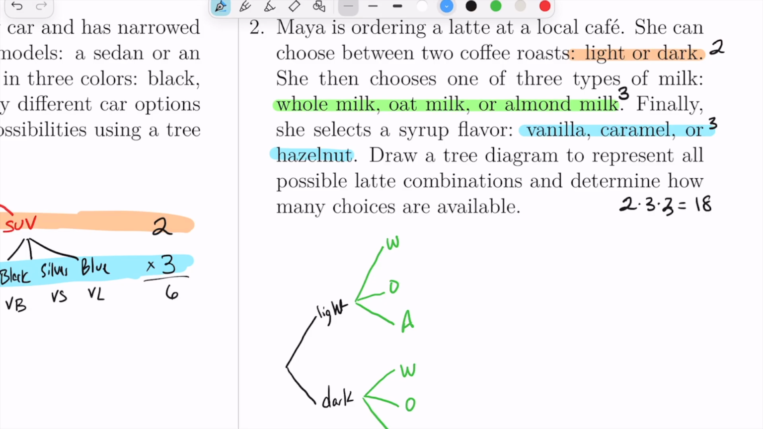And then after that, we now get to choose the flavoring that we want. And so if we choose a light roasted coffee with whole milk, we can then still have the choice of vanilla, caramel, or hazelnut. Or if we choose a light roast coffee with oat milk, we still have the choice of vanilla, caramel, and hazelnut. And we have that for all of these, vanilla, caramel, hazelnut.